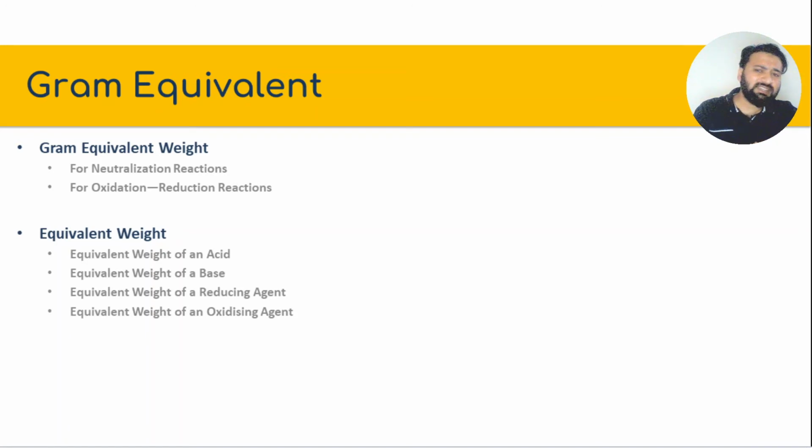But these equivalent weights may be the equivalent weight of an acid, or of a base in a neutralization reaction. It may be the equivalent weight of a reducing agent. It may be the equivalent weight of an oxidizing agent.